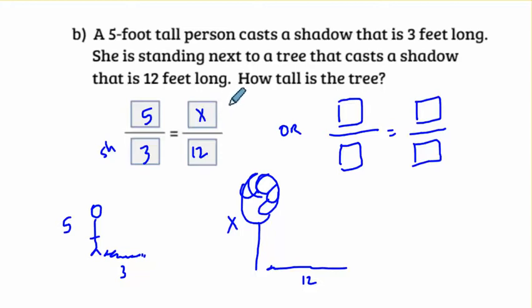You could also have compared them this way. You could have said, well, the person is to the tree as the person's shadow is to the tree's shadow. Just keeping the order the same. So we could say 5 is to X, this is to this, as 3 is to 12.